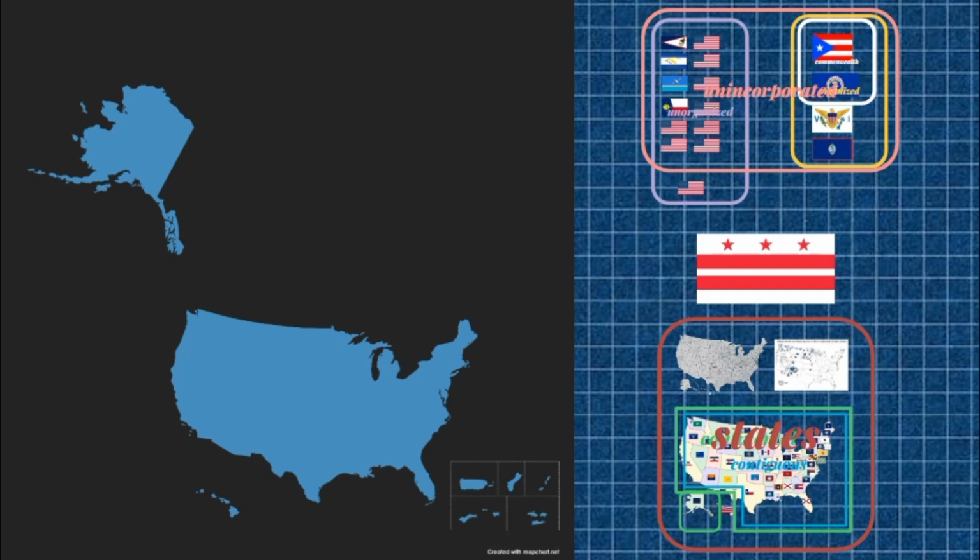So other than those, we have incorporated territory. Anyway, the incorporated territories only number 1 right now. That one being unorganized. This territory is the Palmyra Atoll. The Palmyra Atoll is incorporated, meaning it fully follows the US Constitution.